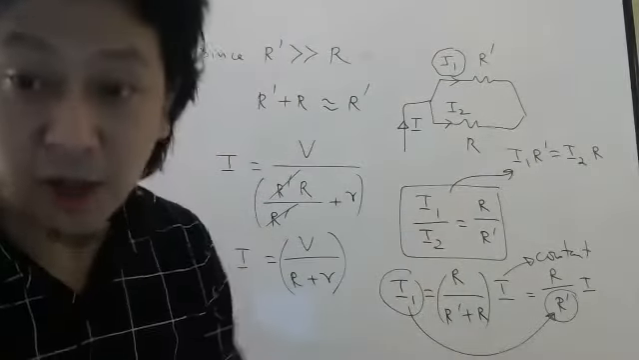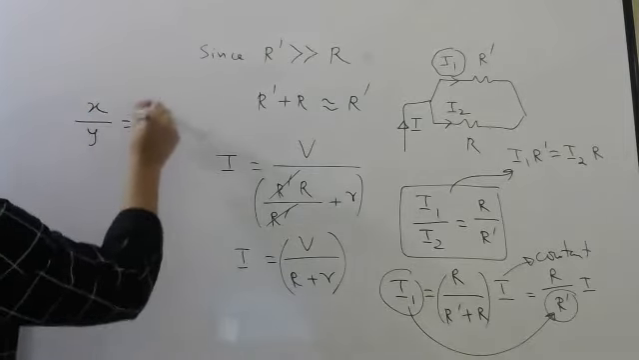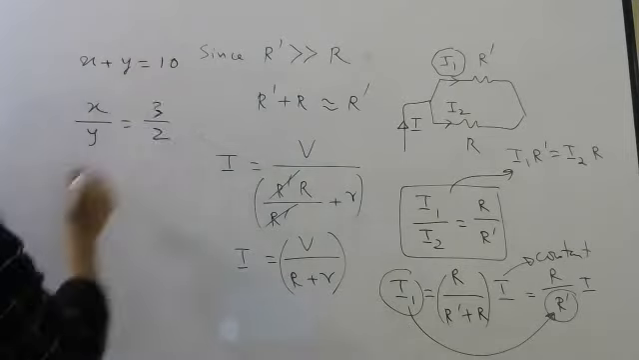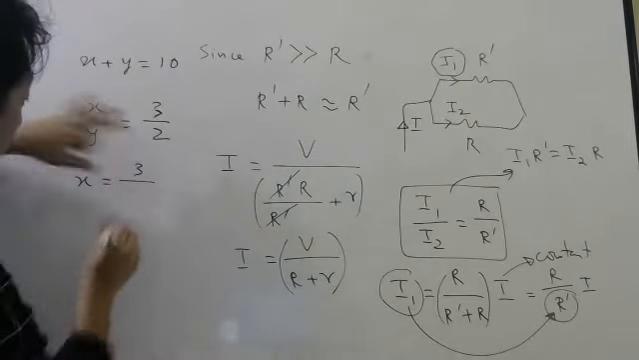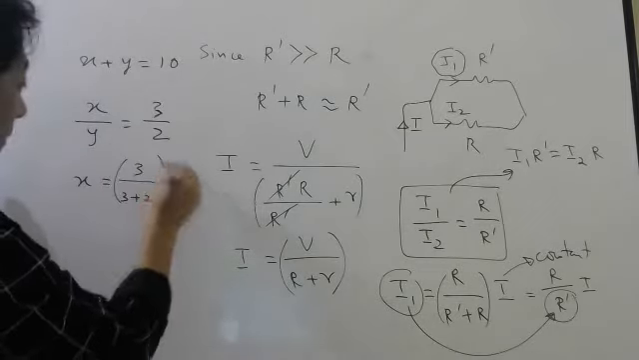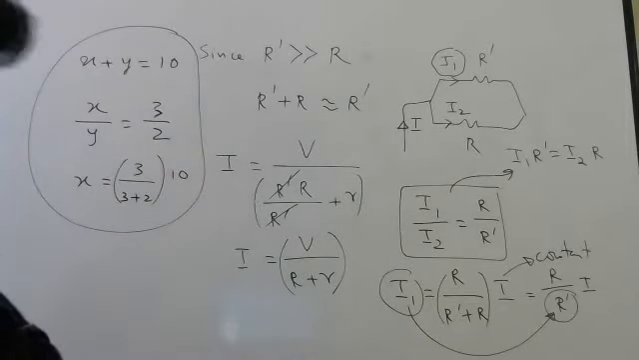Once you know the ratio and the sum, how many times will I tell you? If you know x by y is 3 by 2, and x plus y is 10, then how to find x? I told you. This 3 divided by 3 plus 2, into the total sum. So you should know this all the time so that you can do problems faster.